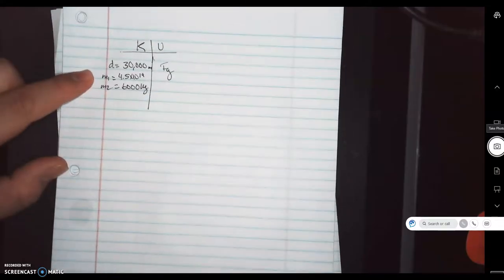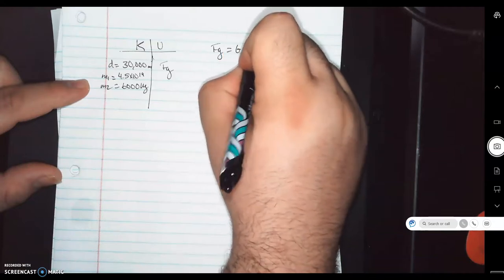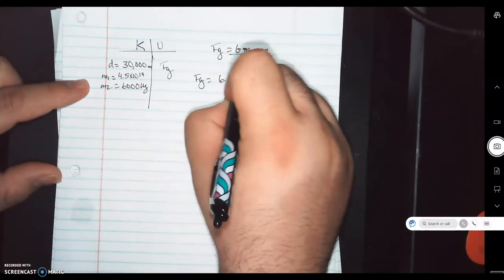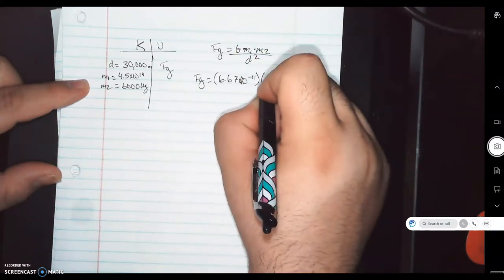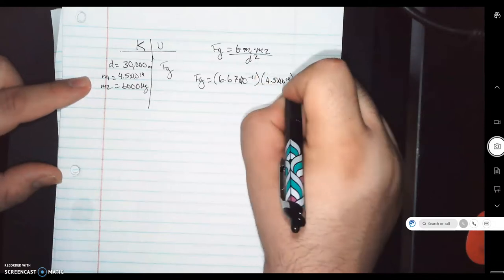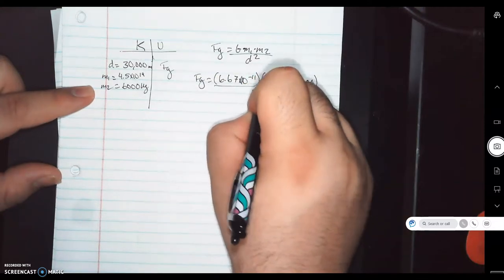Okay, so going back to, right, how do we solve these? I have my knowns and unknowns already. These we got from the problem, and now it's just a matter of getting your equation in line. So you have Fg is equal to G times m1 times m2 all over distance squared, and then just plug in your knowns and unknowns. So Fg is equal to 6.67 times 10 to the negative 11th times M1, which is 4.5 times 10 to the 19th, times M2, which is 6,000. And we're going to divide that by 30,000 squared.